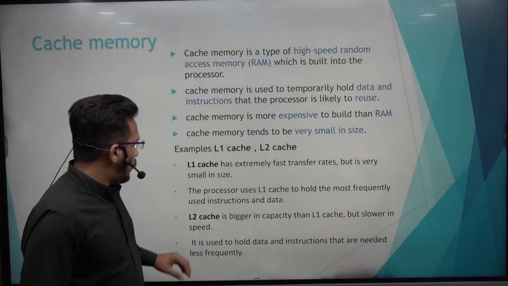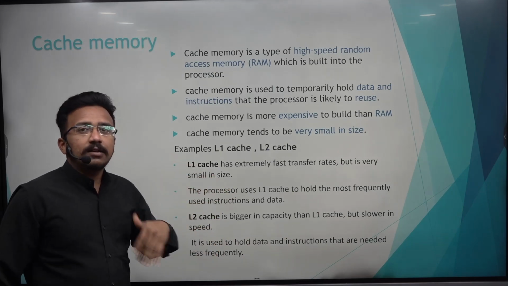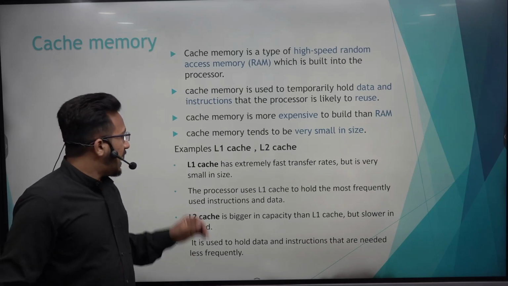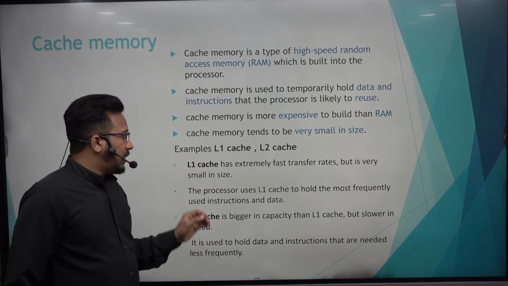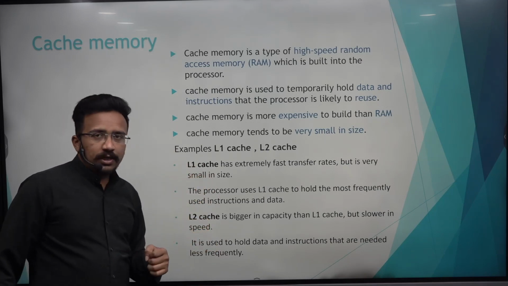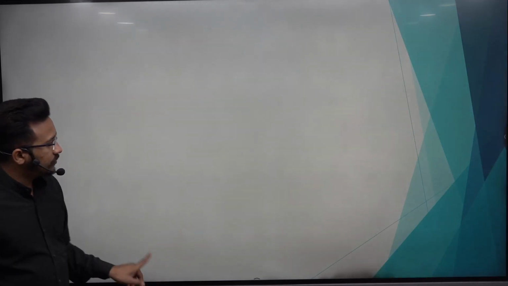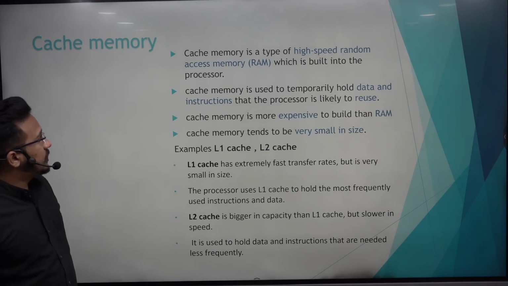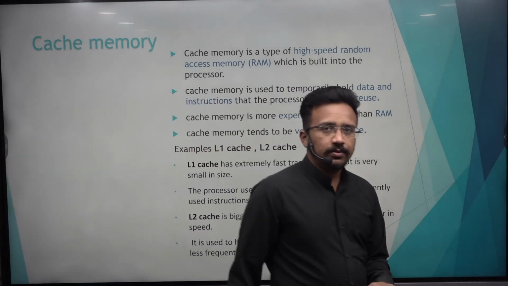So more frequently used data will be in the L1 cache and the less frequently used data will be in the L2 cache. Remember, L1 is faster with respect to L2, but L1 is smaller with respect to L2. L2 will be the bigger size memory. So this is some extra detail related to cache memory, so note it down.